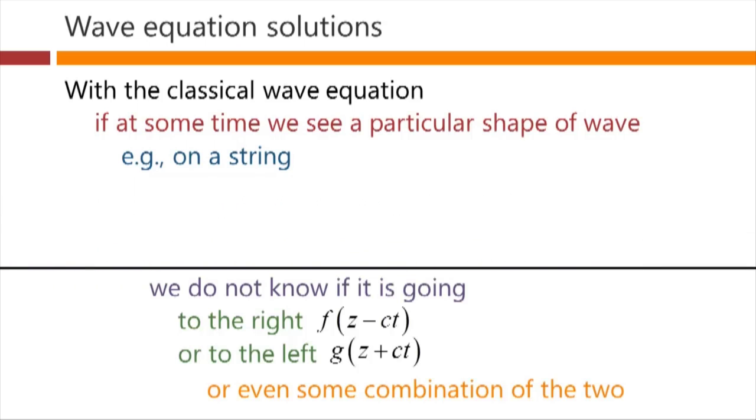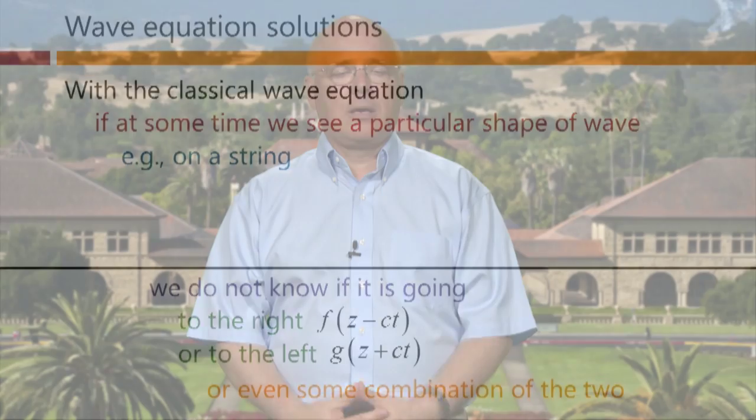In fact, it could even be some combination of the two. With the classical wave equation, knowledge of what the wave is now is not sufficient on its own to tell us what will happen next. We would need additional information, such as the time derivative of the wave. But with Schrödinger's time-dependent equation, just from the form of the wave now, we do know what will happen next.